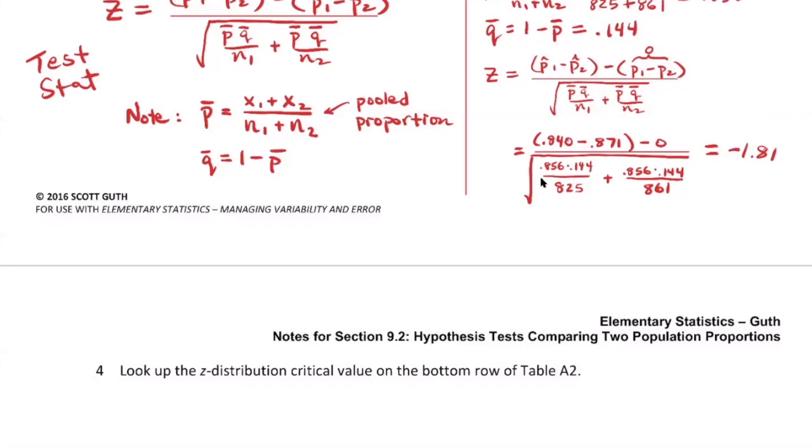Okay, any questions? So you got to be able to get that z-score. It's kind of ugly. Of course, I ignore that 0 in the numerator and the parentheses. Going on.